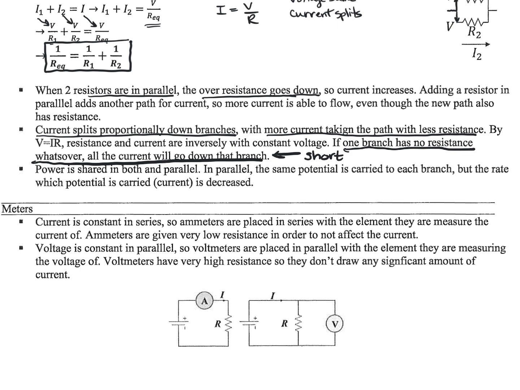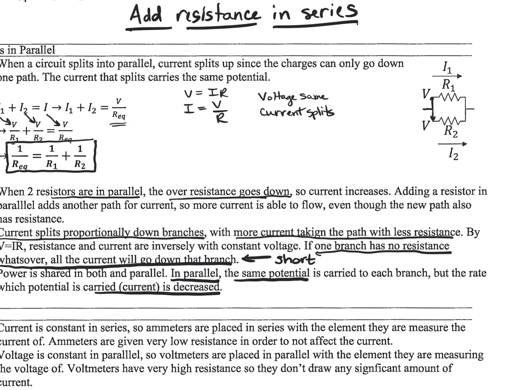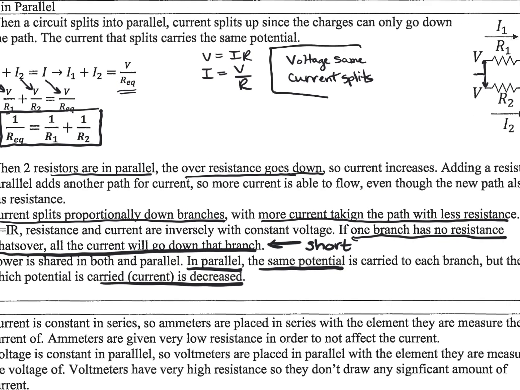Power is shared in both series and parallel. Okay, so what happens? In parallel, they have the same potential, but the rate at which the potential is carried, the current, is decreased. So what do we know in this one? Voltage the same and current splits. So they're exactly the opposite. If they're in series, current's the same and voltage splits, or adds, right? But if they're in parallel, voltage the same, but current splits. Make sense? Yes. All right.